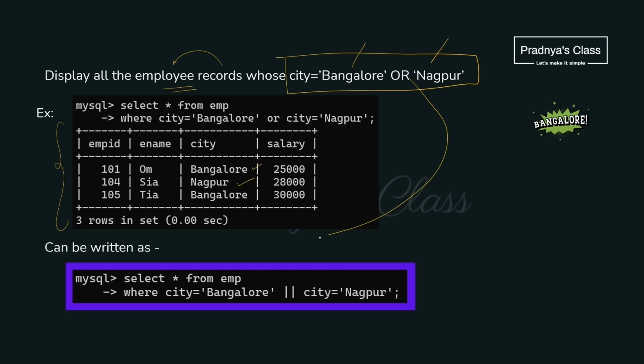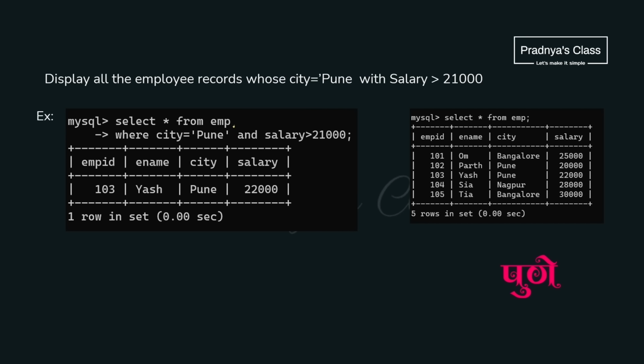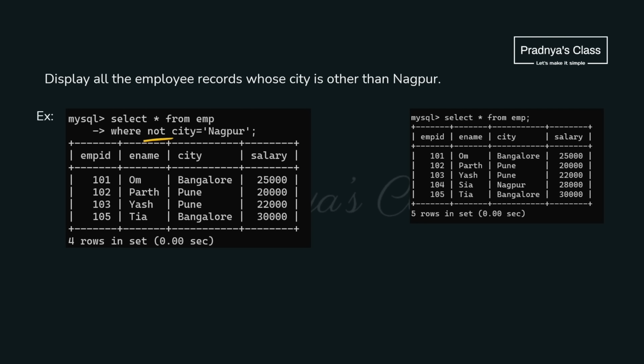OR operator can be written as two vertical bars. The way you have used OR, you can use AND also. In this, both the conditions should get satisfied, then only that record will get displayed. And here is the third logical operator, NOT. It will negate it. City should not be Nagpur. So look at the records.